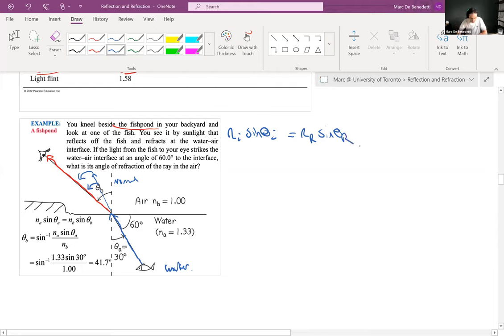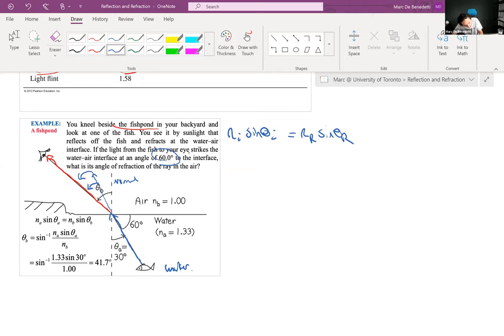So here we set up Snell's law, n incident sine theta incident equals n refracted sine theta refracted. Now, everything is always measured from the normal, so please be careful. The question mentions 60 degrees, but that's 60 degrees from the air-water interface. The math of Snell's law always measures the angle with respect to the normal. So if the angle of the interface is 60 degrees, then the angle with respect to the normal is 90 minus 60 degrees, which is 30.